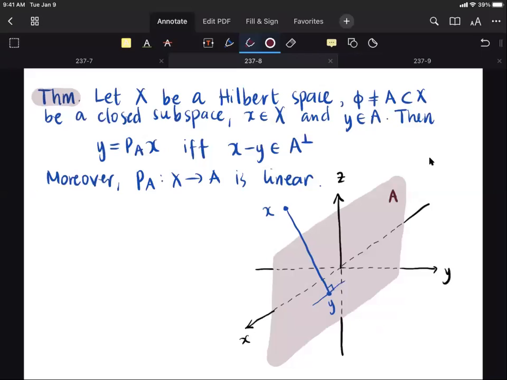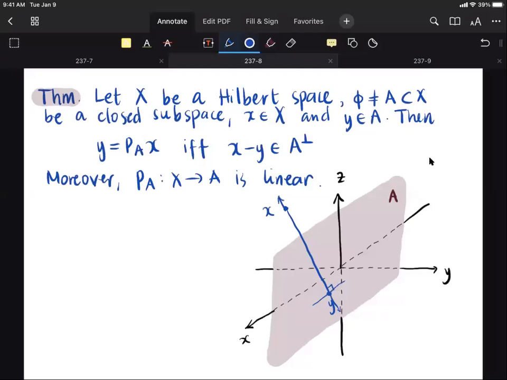As an illustration, let us consider X to be the three-dimensional Euclidean space, and your subspace is a plane here. So you have a subspace with codimension 1. So the orthogonal complement must have dimension 1. And after translation, that orthogonal complement must be this line here that is perpendicular or orthogonal to the plane.